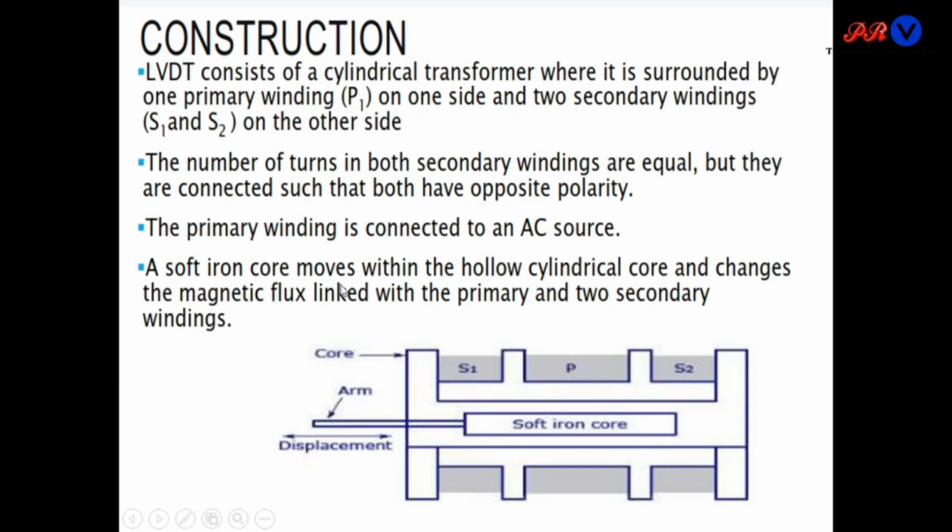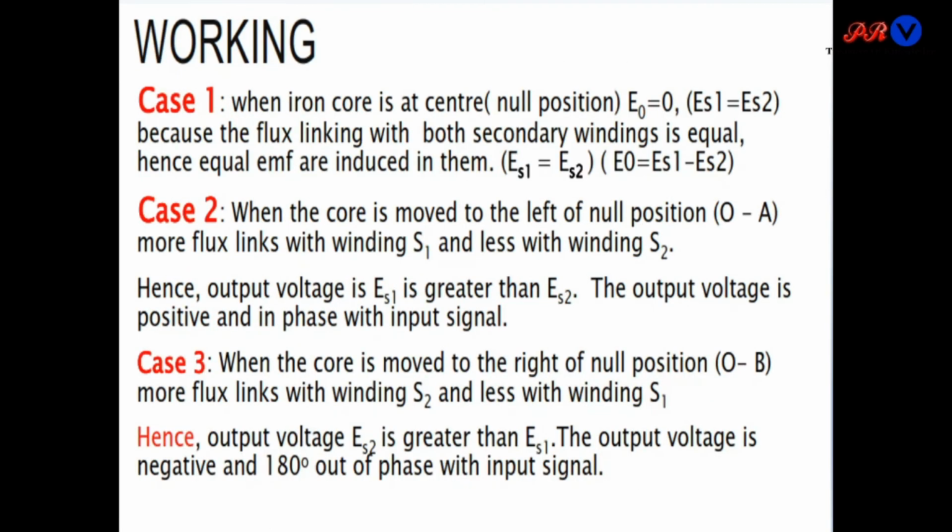A soft iron core moves within a hollow cylindrical core and changes the magnetic flux linked with the primary and two secondary windings. This will change the magnetic flux between primary and secondary windings, when we displace this core from one point to another point.